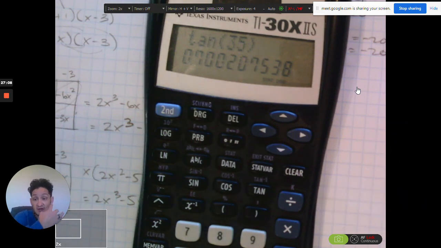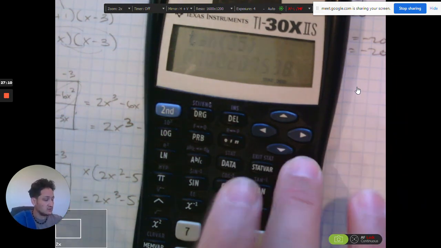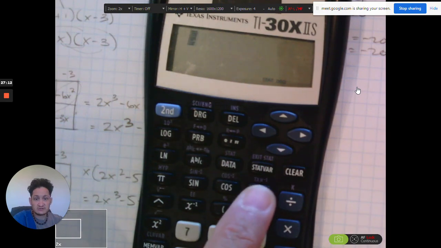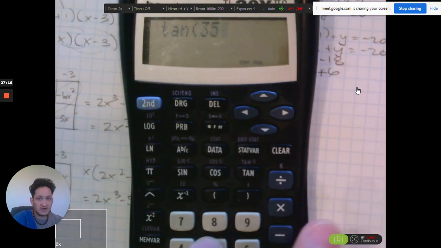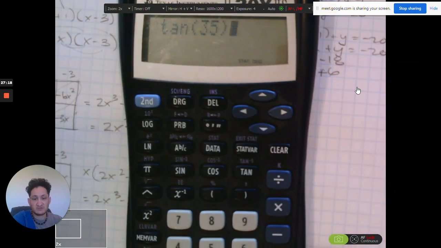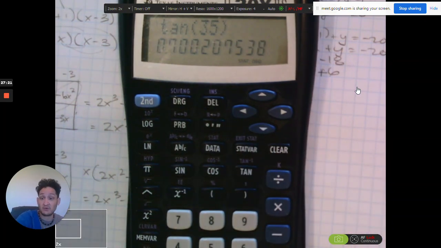For me, on this calculator, I do tangent. I press the tangent button, and then I put in my angle degree measure, which in this case was 35. And then you can close the parentheses if you want. And then I press enter, and it pops up for me. So that's what I do.